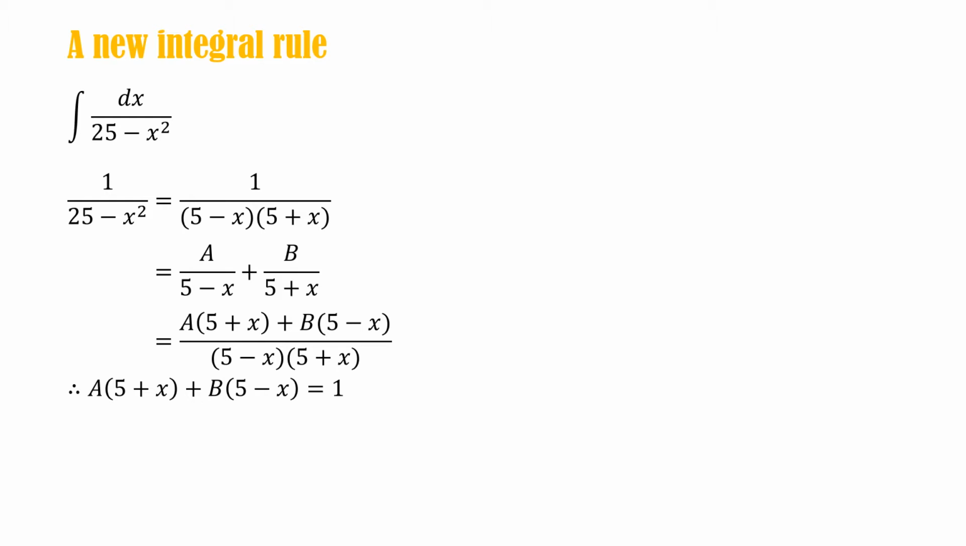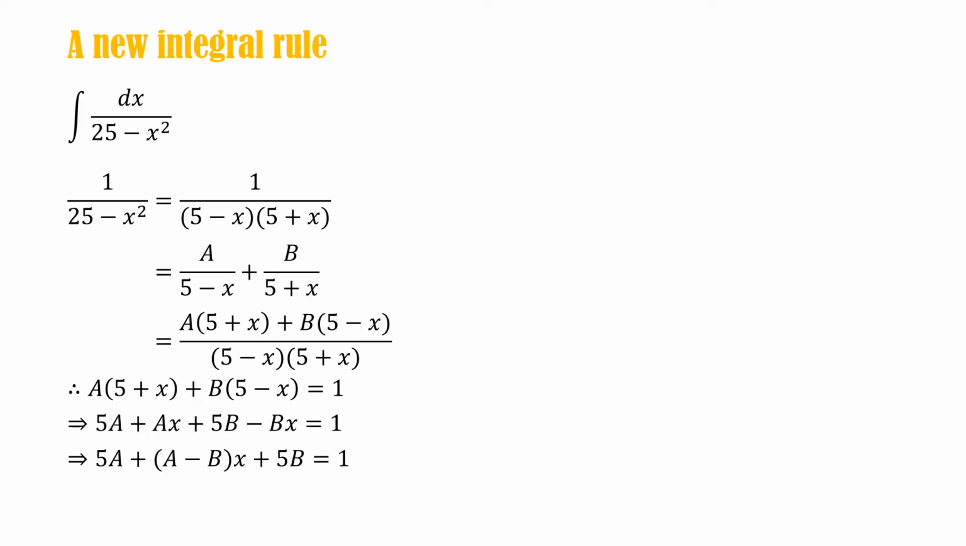So let's multiply a and b through our brackets, and we're going to get 5a plus ax plus 5b minus bx is equal to 1. Now, I've got two terms there that have x's in them, so let's group them together. So we've got (a minus b) lots of x plus 5a plus 5b equals 1. Now, we know that a and b have to be some constants. So if a and b are constants and it all adds up to 1, well, a minus b has to be 0, because there's no x's in my right-hand side there. I've just got a 1.